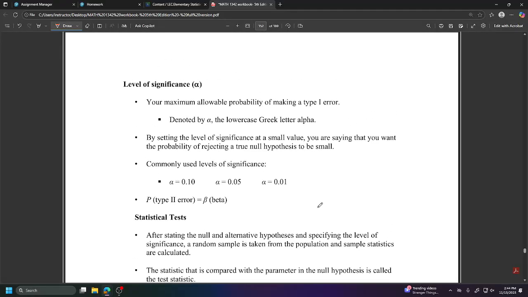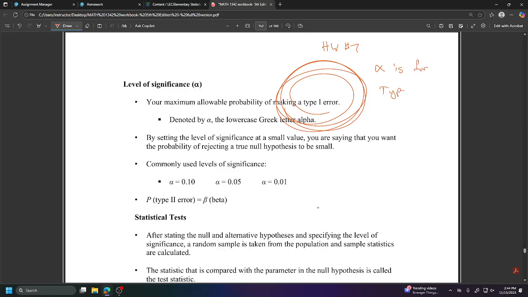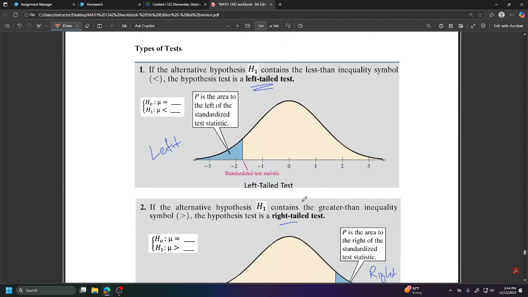Well, like the whole workbook? Yeah. Okay, real quick, right here, this is homework number 7. They're going to ask about it, and they're going to say, hey, which one is for the type 1 error? And you're going to say alpha. Okay, so that's what you're going to use there. Okay, I'm almost done. I think I might be done already.